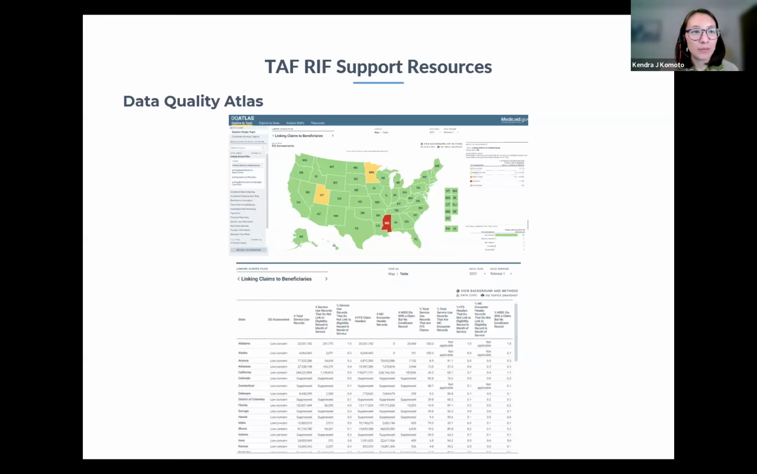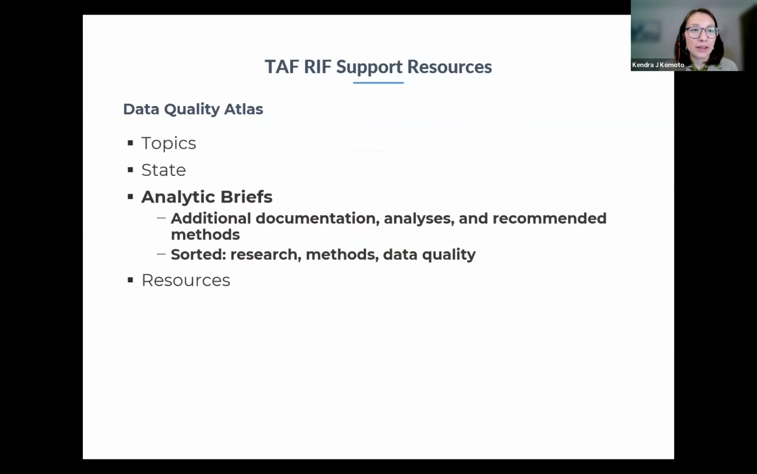So I think we've mentioned it, but this is just a really comprehensive resource. It's very, very informative. You can get summary statistics as well as information on data quality. Besides the bulk of the DQ Atlas with actual assessments by topic, there are some analytic briefs. They're newly split into their own page. There's additional documentation, analyses, and method recommendations sorted into research methods and data quality. So you can see what's being studied and what the current issues are. Some examples include final action status and claims. I think we pulled that for an earlier segment today.